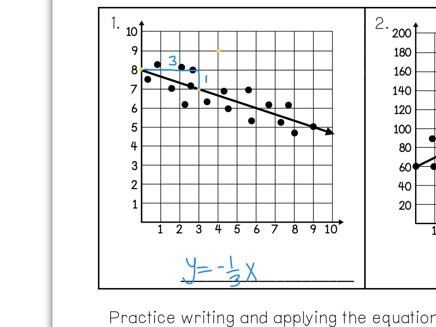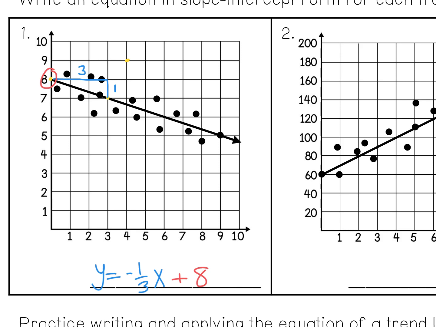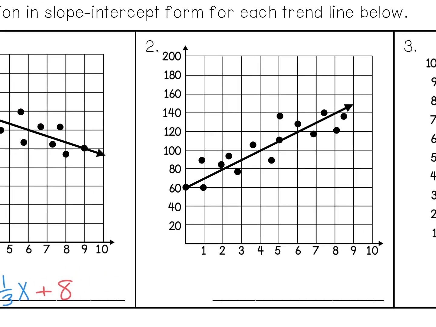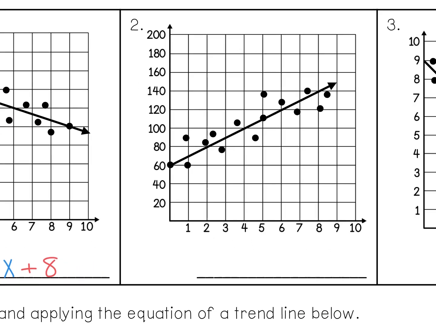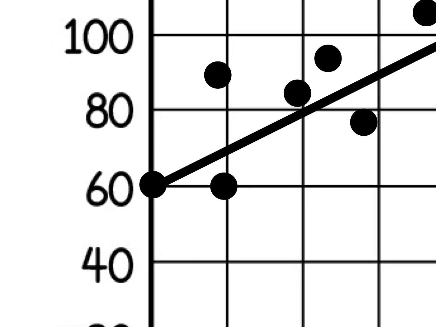And lastly, where does it cross the x-axis? 8. It crosses up here at 8, so plus 8. And that's it, we're done. So, rise over run, and your intercept, and that's all that this is. Okay, so let's look at the next one. I'll stick with red on this one. So it crosses here, and it crosses here.